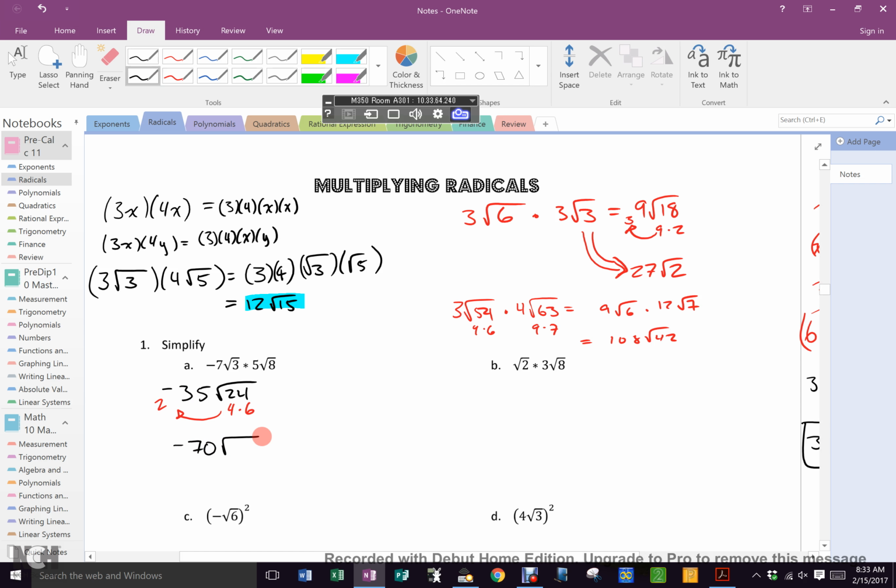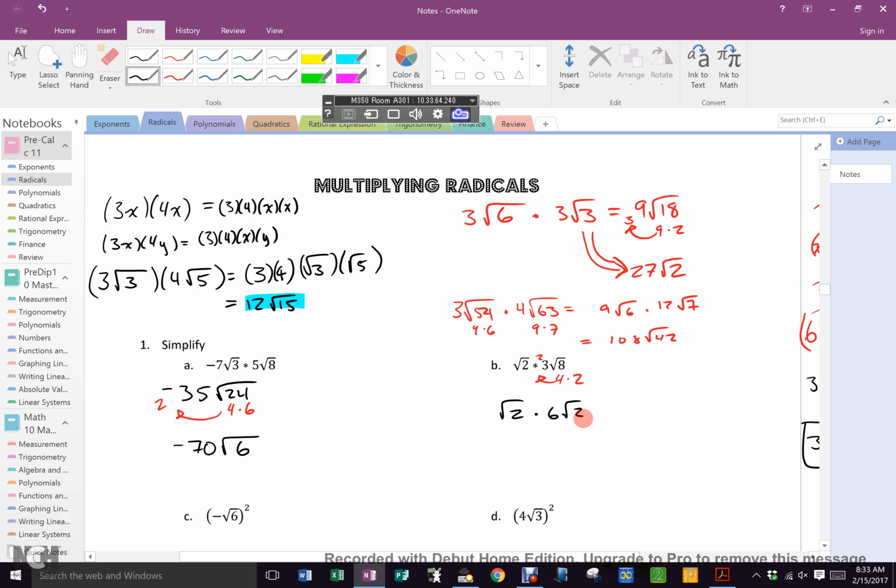-70. And what's the radicand? 6. Great. Now, could I have simplified this 8 in the first step? Is that okay? Sure it is. I could simplify this 8 right now and break it down into 4 times 2, yes? What comes out? 2. So what I really have there is root 2 times 6 root 2.